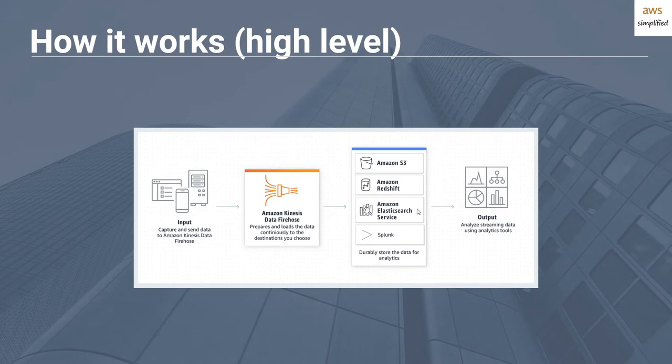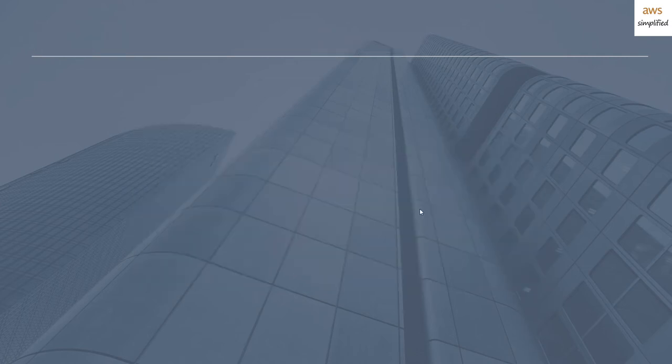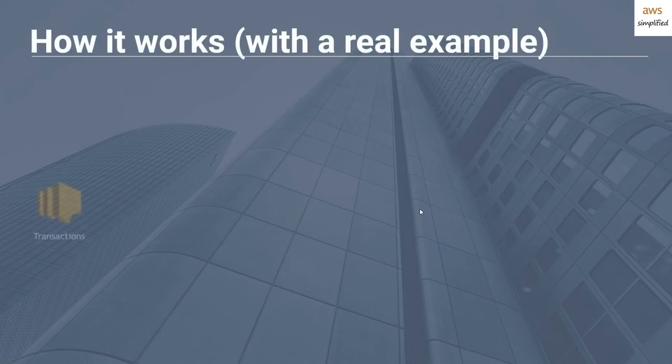And all of these destinations are basically just a means to analyze your data. You can set to any one of these, but depending on your use case, you may choose one over the other. So this is how it works at a high level. Let's move on now to a more specific example of how you can set this up and why it may be useful. Okay, so how it works with a real example. I'm going to use a concept of transactions here, maybe credit card transactions or purchases or refunds.